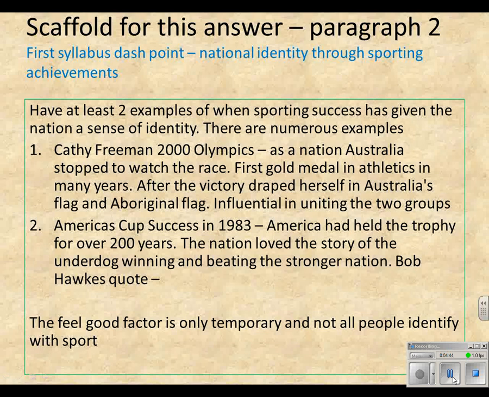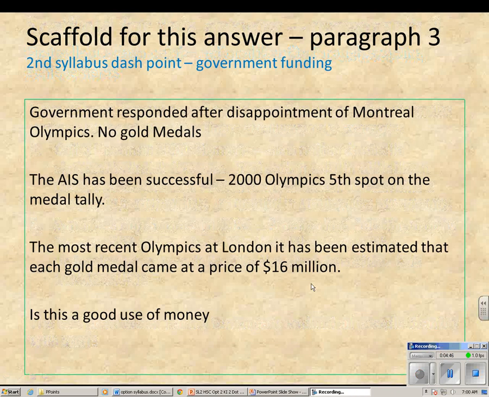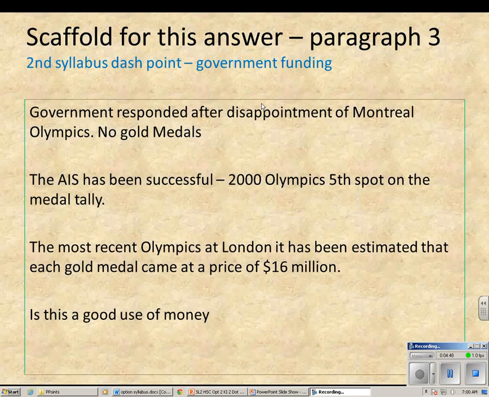Now, for the second syllabus dot point, you could start talking about government funding. Australia has this obsession with sport and using it to create its identity. The 1976 Olympics, which was talked about in one of the other recordings, was a real disappointment for Australia. We won no gold medals at that Olympics, and the government decided that this wasn't good enough and that the AIS, the Australian Institute of Sport, would come in, and they would invest millions of dollars into elite sport in an attempt to win more gold medals.